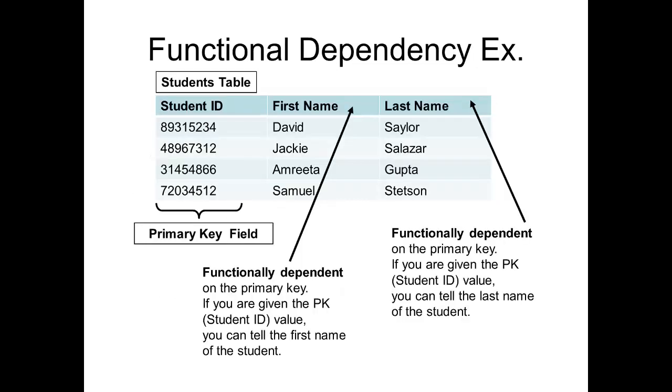A good example of that would be a non-key column that depends on the primary key column of a given table. For example, in a students table like this one, the values of the first name column would depend on the values of the primary key column, student ID. Which means if we're given a student ID value, we can determine the value of the first name attribute. Hence we say the non-key column first name is functionally dependent on the primary key column student ID.